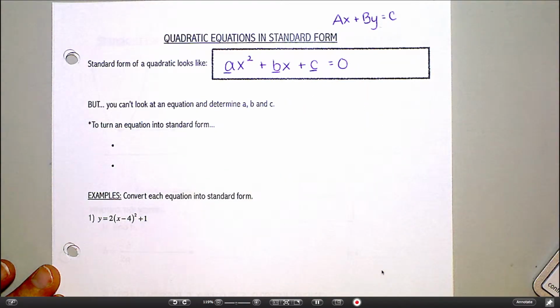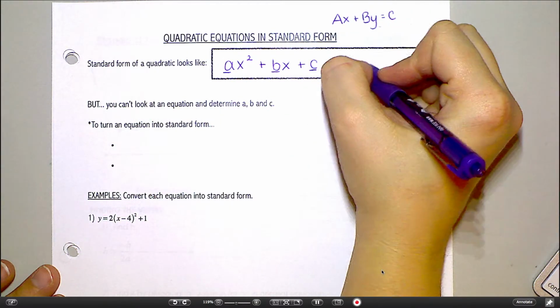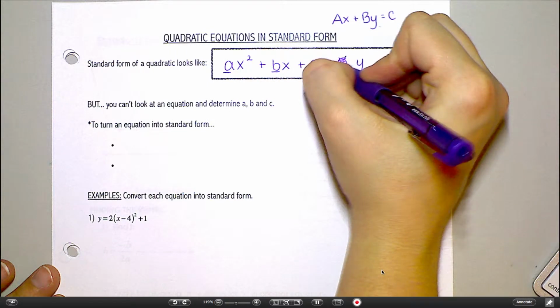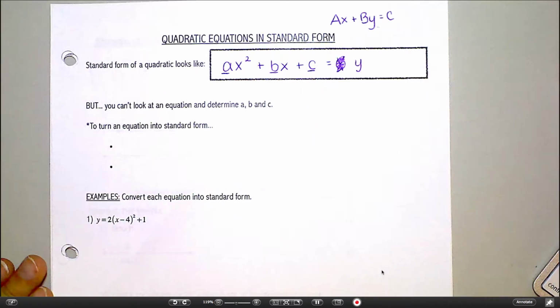And I guess really, right now you won't be working so much with it being equal to 0. You'll be working with it equal to y. Eventually we will get to the point where we're putting zeros there. But right now it's going to be more like y equals ax squared plus bx plus c. But you can't look at an equation and say, oh, so that means a equals this and b equals this and c equals this. You have to figure it out mathematically. And this is the big thing that people mix up with this. You have to calculate it.